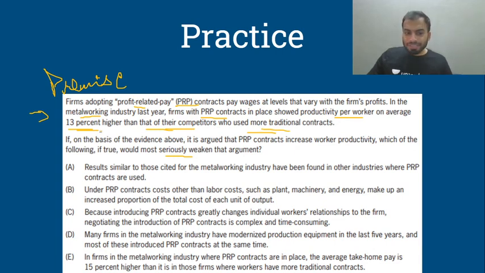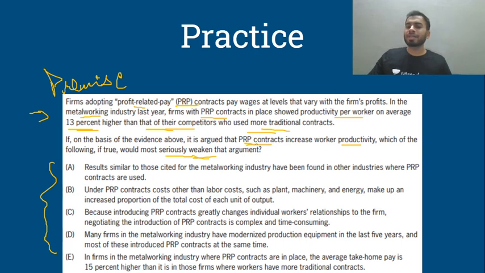ठीक है. अब इसमें आपको क्या करना है कि इसमें आपको बताना है कि we are saying PRP contracts की वजह से worker productivity बढ़ी है, but if there is one of the options that tells us that there is some other reason behind productivity increasing, then maybe the cause and effect relationship is weakened. We have to weaken the cause and effect relationship.